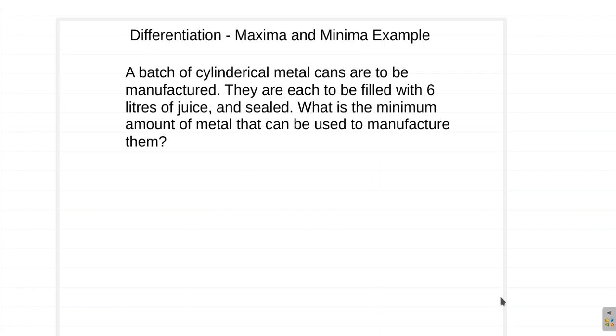All right. In our previous video, we found the maximum volume of a container, when we have a fixed amount of sheet metal. Now here, the volume is already fixed, but we don't want to waste sheet metal and thus waste money. So we want to find out the minimum amount of metal that can be used to manufacture these cans.